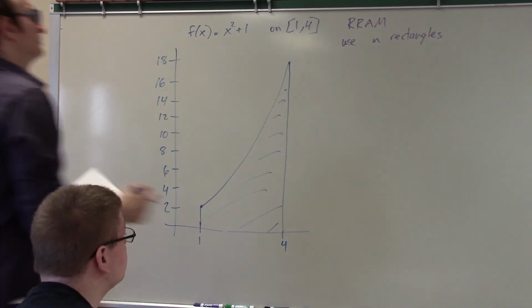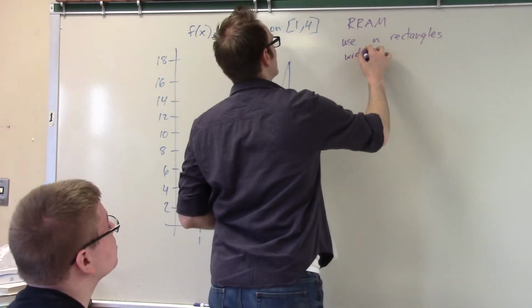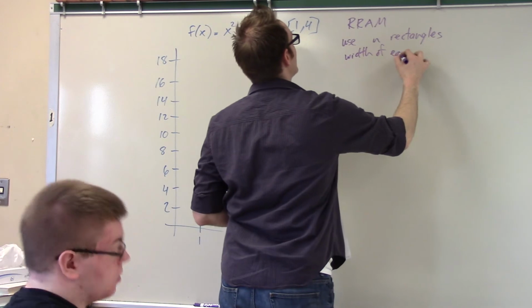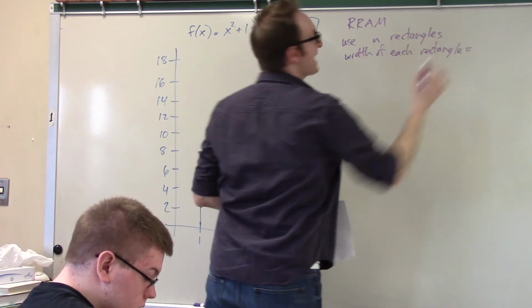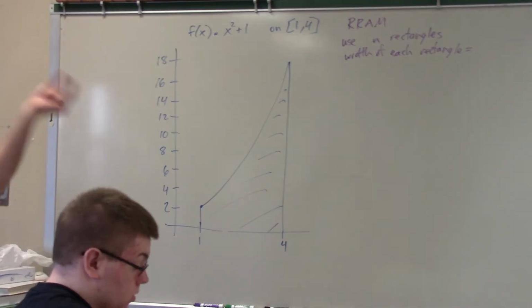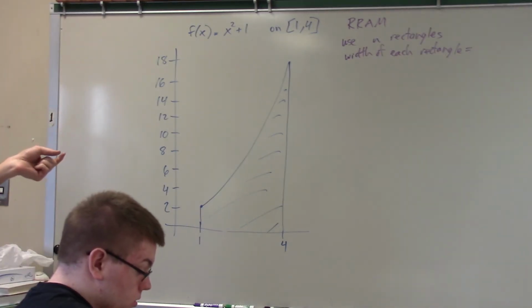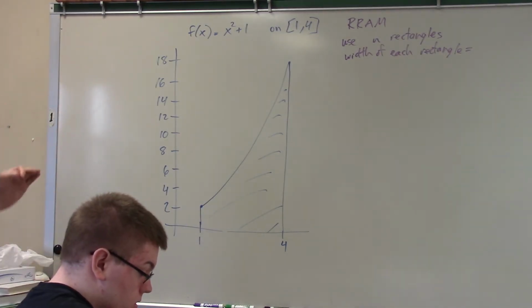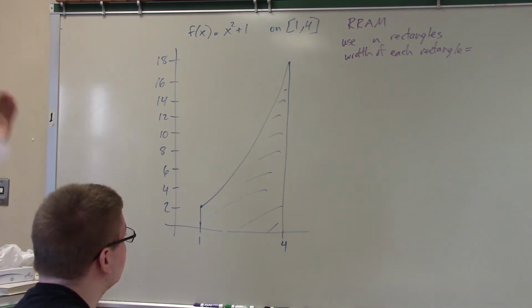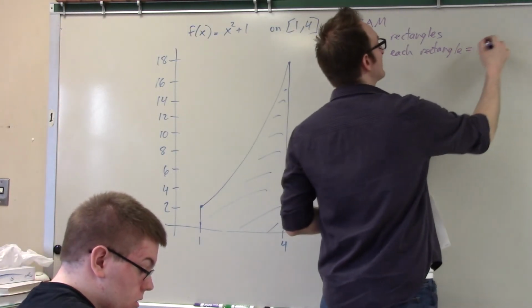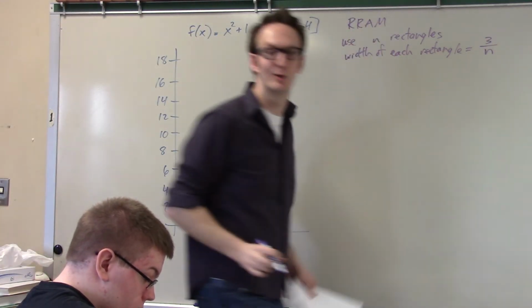No, everybody, please focus. What is the width? It's not a hard question. What should the width of each rectangle be? No, please focus. Using n rectangles. No, 3 over n. What is the width of this interval? 3. So this was an easy question. The width of each rectangle should be 3 over n.